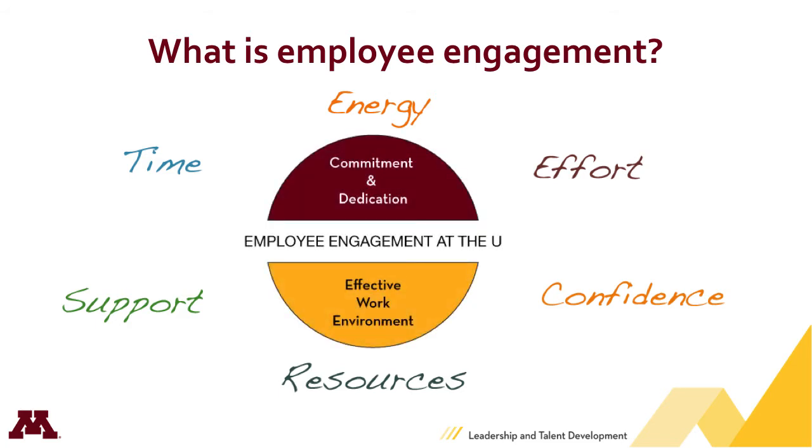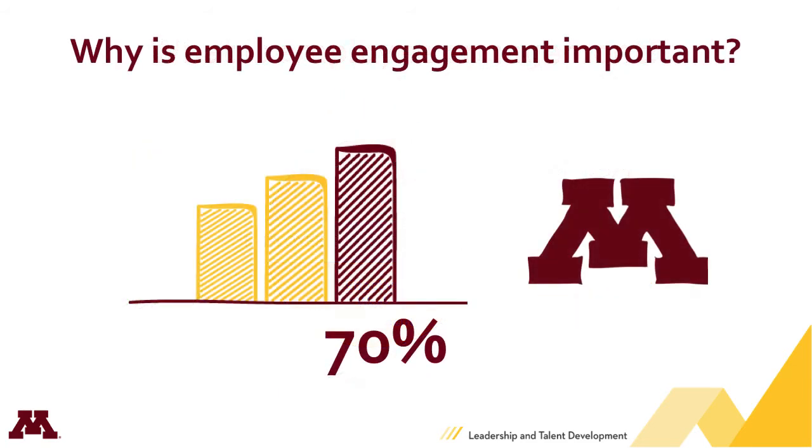So the first metric is commitment and dedication. So that's the commitment, the motivation, and pride for the work and the organization, and effectiveness of the work environment is the second metric. And those are conditions that allow individuals to be effective in their jobs and remove barriers to productivity. So why is engagement important?